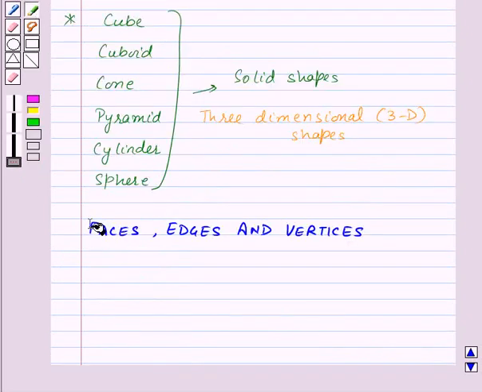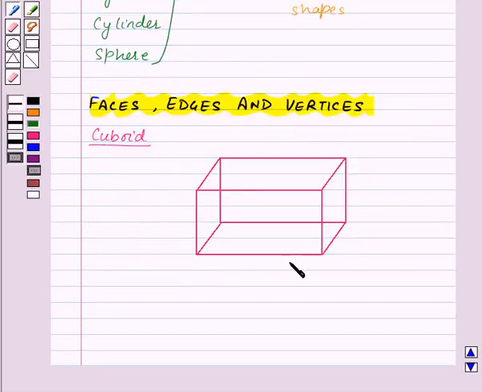Now, let's see the faces, edges and vertices of three-dimensional shapes. Consider a cuboid. The corners of a cuboid are its vertices. So, this is a vertex of this cuboid. Now let us count how many vertices are there in a cuboid. 1, 2, 3, 4, 5, 6, 7 and 8. So there are 8 vertices in a cuboid.